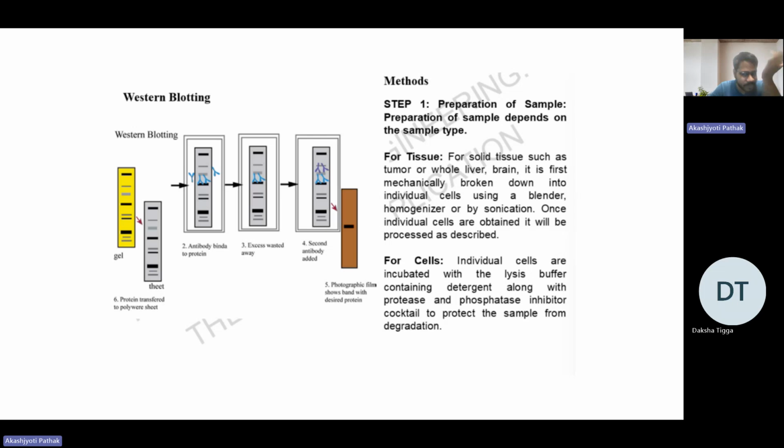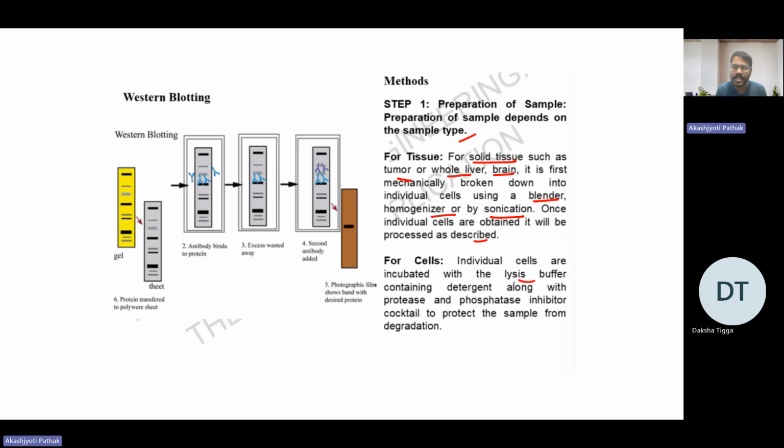So what is done? The first step is to prepare your sample. For solid tissue, such as a tumor, a whole liver, or brain, you will homogenize it. It is mechanically broken down by passing it through a blender, homogenizer, or sonicator, and then you get the lysate. If it is an individual cell, you will directly incubate it with lysis buffer.